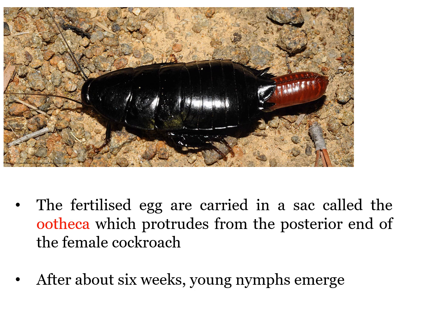Have you seen this before? This is actually a sac that carries about 14 to 16 fertilized eggs inside. After 6 weeks, eggs hatch and young nymphs emerge.